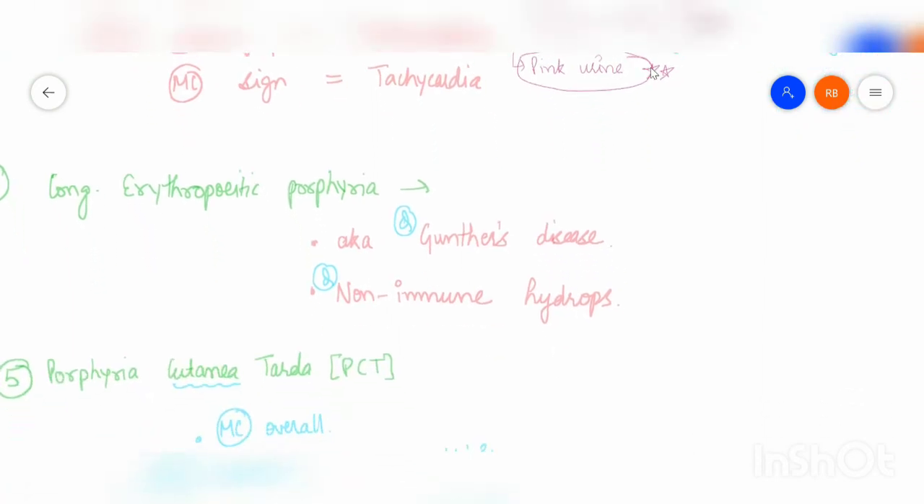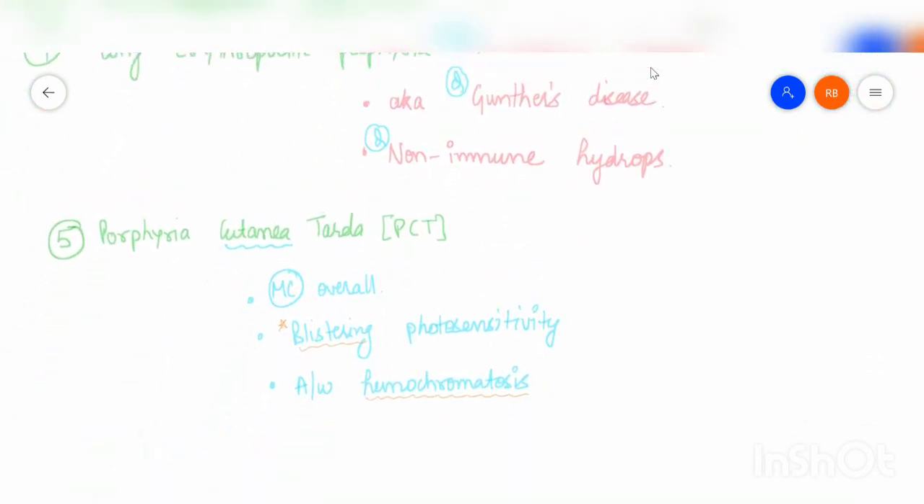Now next is Porphyria cutanea tarda. We have already discussed that it is the most common porphyria overall. It can cause blistering photosensitivity. The word blistering is very important here because the congenital erythropoietic porphyria and the erythropoietic protoporphyria, the next one, will not cause any blister. Blisters are formed in Porphyria cutanea tarda. You can remember this by remembering the word cutanea in PCT, that is cutaneous involvement will be more, so there will be more blisters, and it is also associated with hemochromatosis.